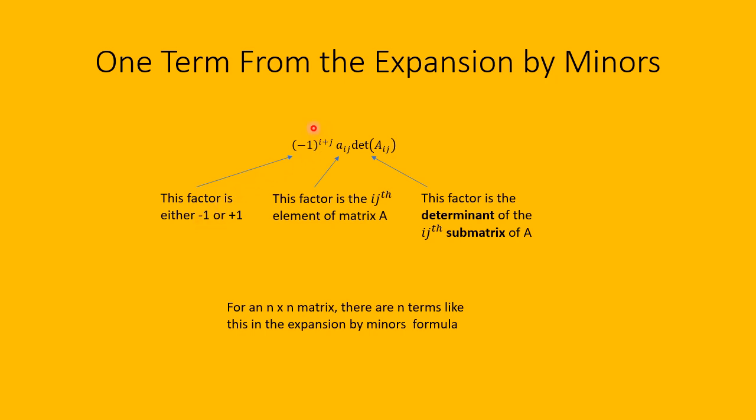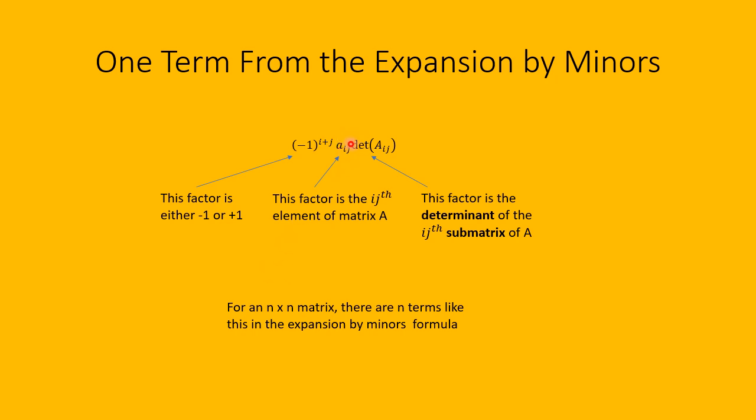This has three factors, this factor, and this factor right here. Minus 1 to the i plus j. This factor is either minus 1 or plus 1. Minus 1 to an odd power is minus 1. Minus 1 to an even power is plus 1. So what's going to happen is this sort of thing is going to make the terms in that expansion alternate: minus plus, or plus minus.